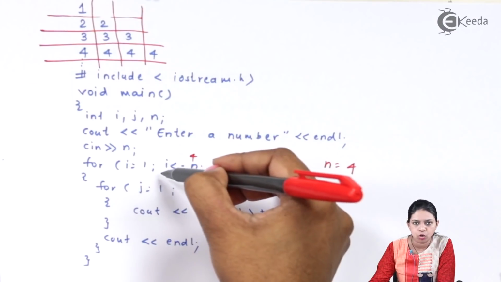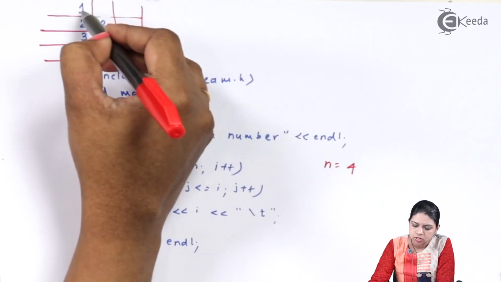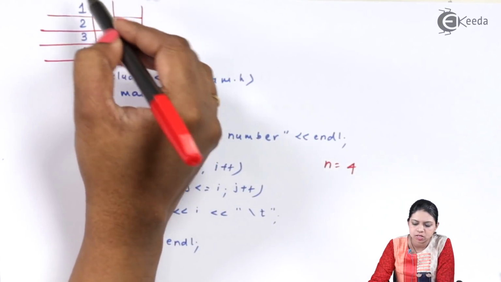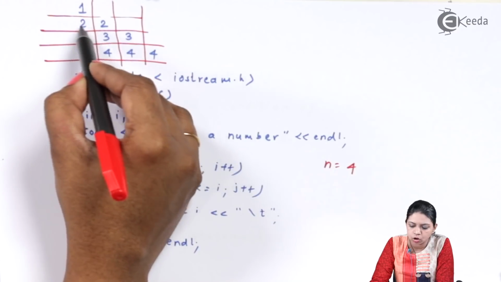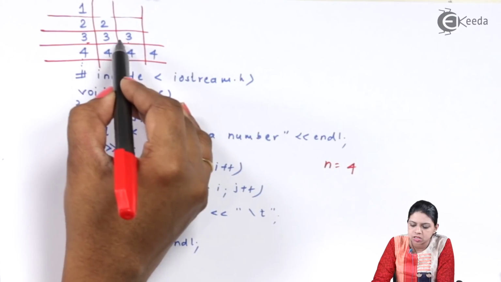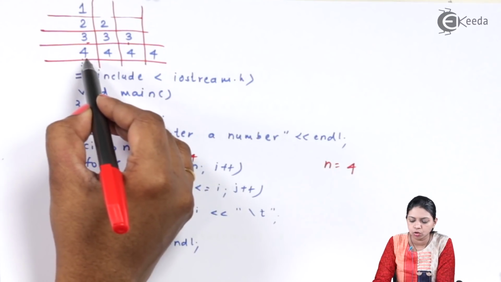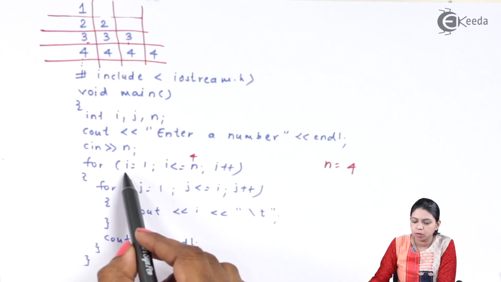So I start with the row and then I will jump inside the column. In the first row you have how many columns? You have only one column. Then if you see the second row, how many columns? Two columns. If you see the third row, how many columns? Three columns. And if you see the fourth row, how many columns? Four columns. Okay, so I have to start from rows.